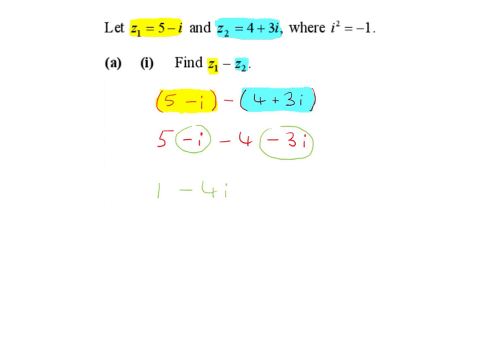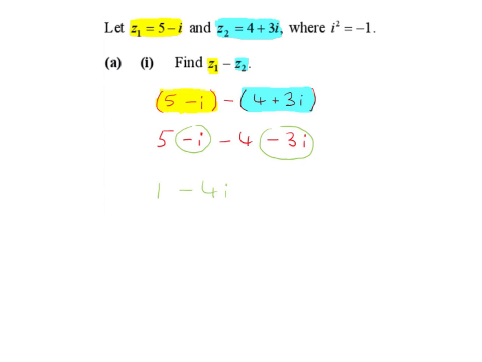So z1 and z2 are two complex numbers, and we have to be very careful with the order in which we subtract. We want to take z2 away from z1. So we're going to write z1 down first. z1 was 5 minus i. And then we're going to bring down the minus, and then we're going to write down z2.